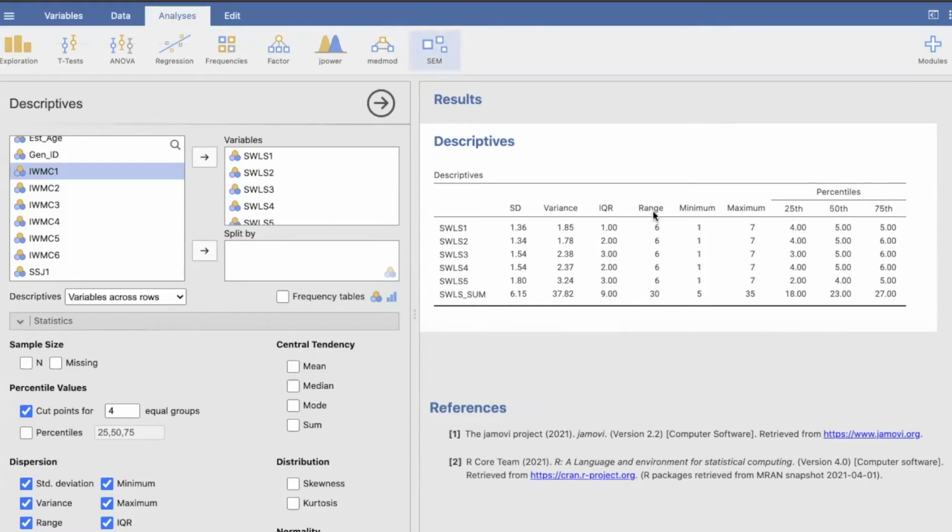Like I told you, look at the range. It's 6 because the highest score is 7 and the lowest score is 1. But it's interesting when you look at the sum, because we didn't really average it, we summed it. So the available range now is from 5 as the lowest score to 35 as the highest score. So we see here a minimum of 5 and a maximum of 35. But again, it will most likely be the same.